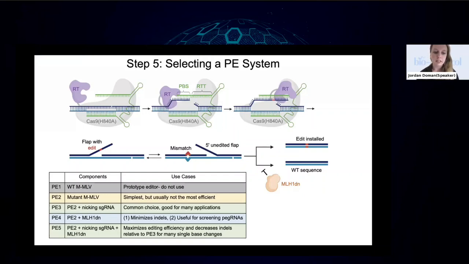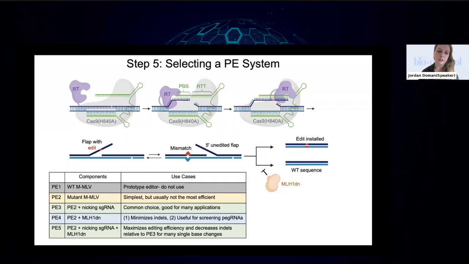And then PE4 is kind of an intermediate. So it just uses MLH1DN, but no nicking guide. It's useful because it probably has the highest editing to indel ratio of all of these systems. So if you have an especially indel prone site, it could be very useful. But I think its biggest help is really for screening pegRNAs, because much like PE2, you don't need to worry about optimizing a nicking guide RNA at the same time. But this is probably going to be more efficient than PE2.